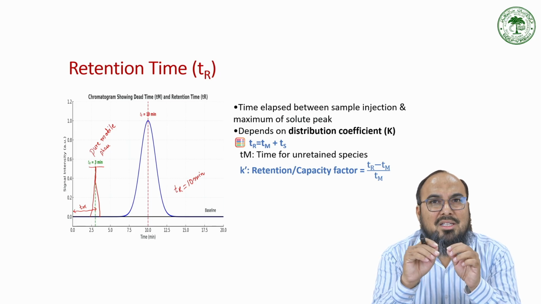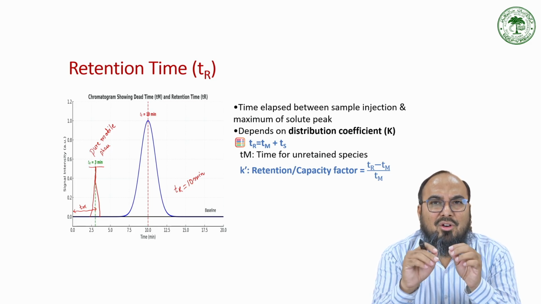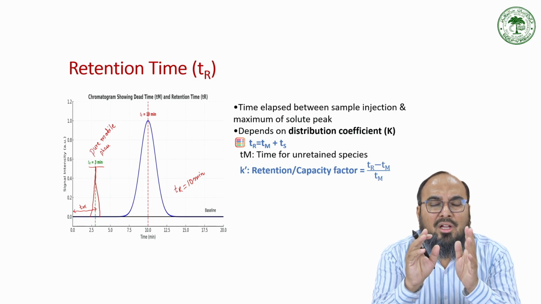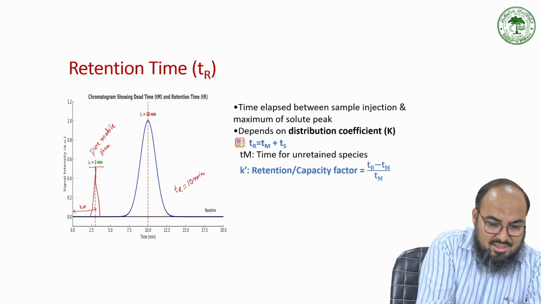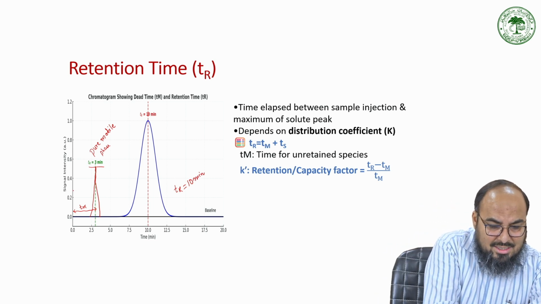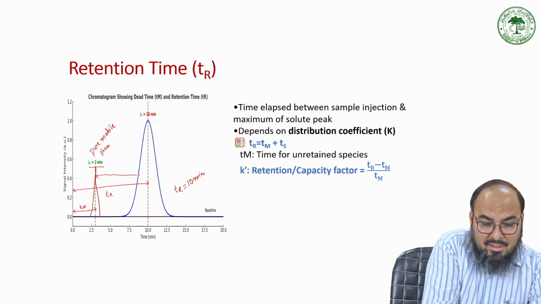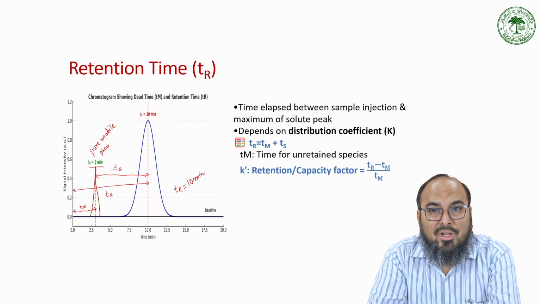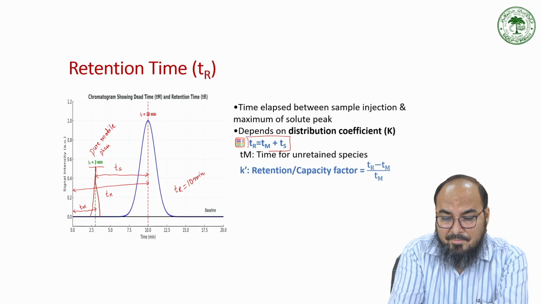The moment it starts interacting, the whole efficiency, or you can say the whole process of separation by chromatography, gets compromised. So this distance is TM and this distance is TR, and the distance in between this is called TS.